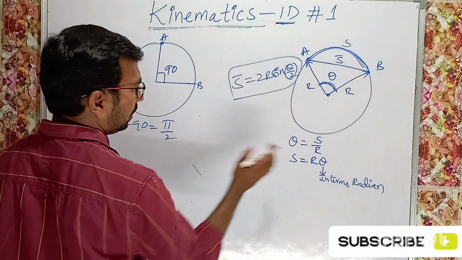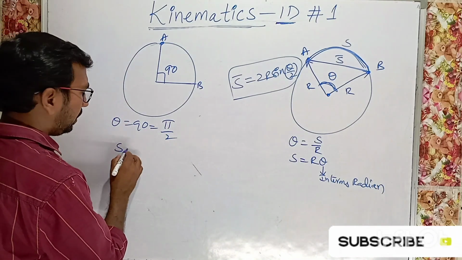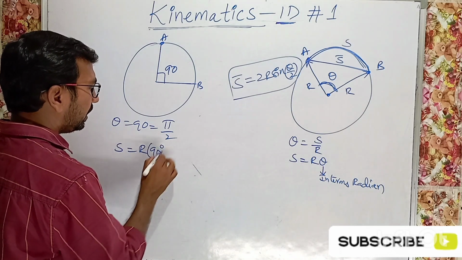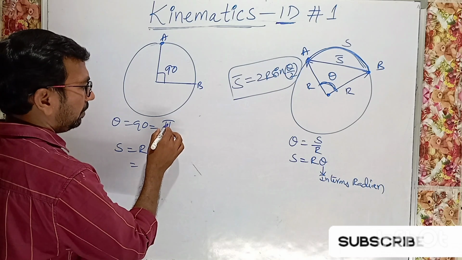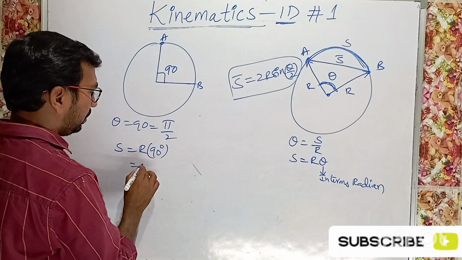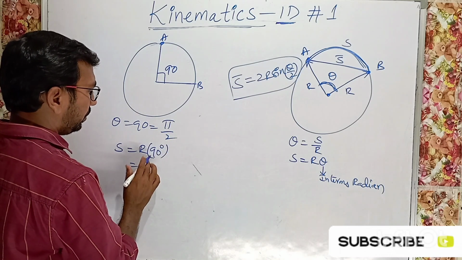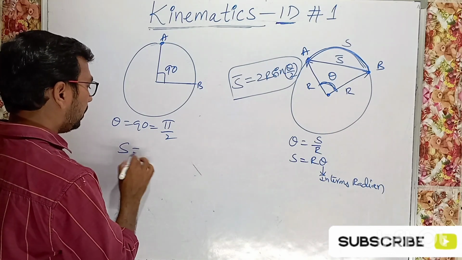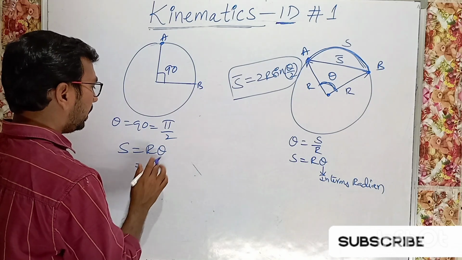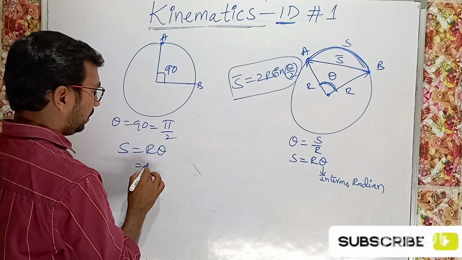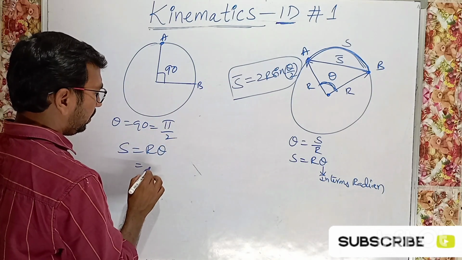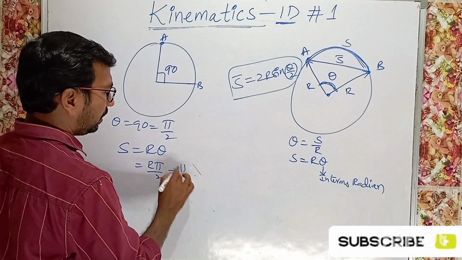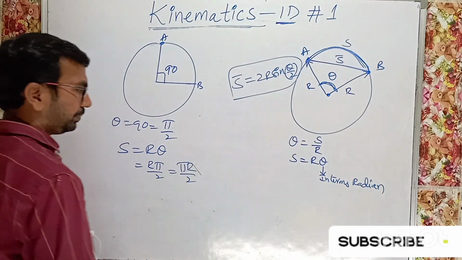So first you can find out distance. Distance S is equal to R into 90 degrees. 90 degrees means pi by 2. So here S is equal to R theta, so theta is equal to pi by 2. R is in terms of radian, I said. So R pi by 2, so you can write this is pi R by 2.